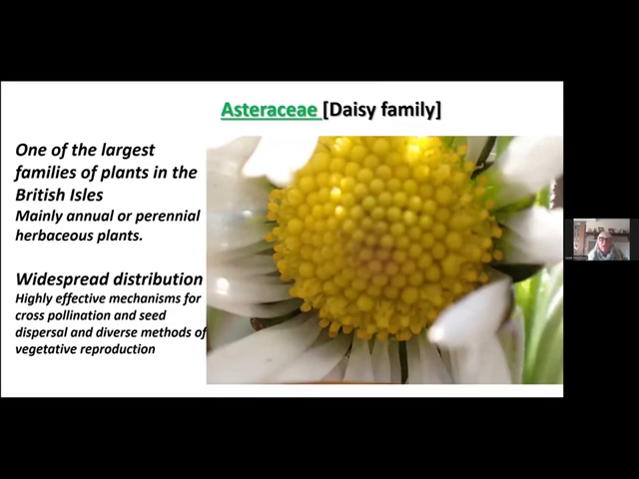Okay, so just to get us in the zone of the daisy family. It is one of the largest families in the British Isles, mainly herbaceous plants, and very effective both in terms of pollination and seed dispersal, as well as being a really good vegetative reproducer in many examples.